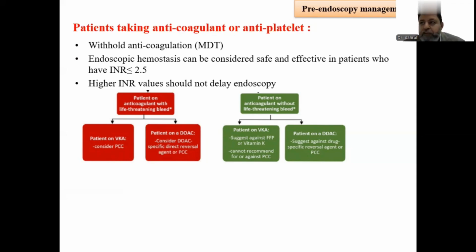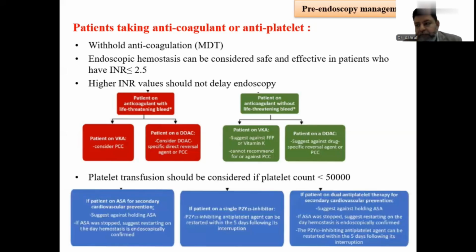In patients on anticoagulation with life-threatening bleeding who are taking a vitamin K antagonist, consider prothrombin complex concentrate. And if he's taking direct oral anticoagulants, consider prothrombin complex concentrate or targeted specific reversal agents. While if the patient is on anticoagulation without life-threatening bleeding, only withholding of anticoagulation is enough. Don't give platelet transfusion except in patients with platelets less than 50,000.